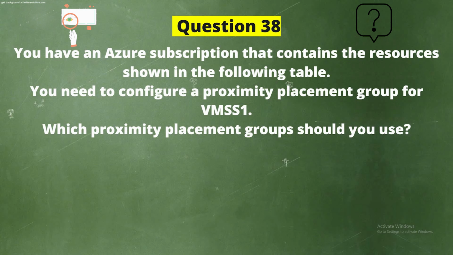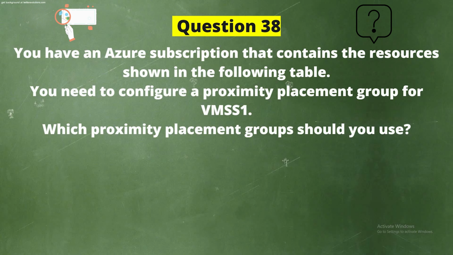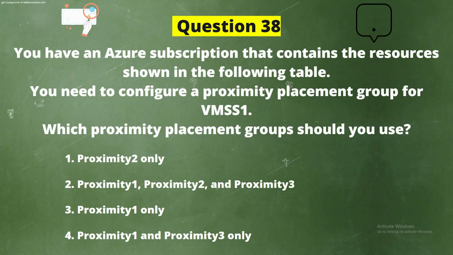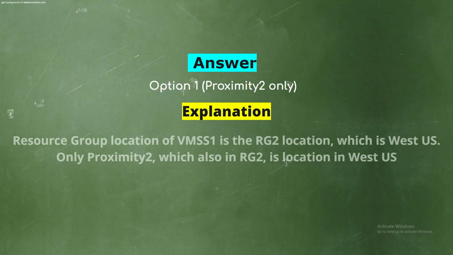Next question. You have an Azure subscription that contains the resources shown in the following table. You need to configure a proximity placement group for VMSS1. Which proximity placement groups should you use? Now, here are the options. Option 1, Proximity2 only. Option 2, Proximity1, Proximity2 and Proximity3. Option 3, Proximity1 only. Option 4, Proximity1 and Proximity3 only. And the right answer is option 1, Proximity2 only. Explanation: The resource group location of VMSS1 is the RG2 location, which is West US. Only Proximity2 is also in the RG2 location, West US.